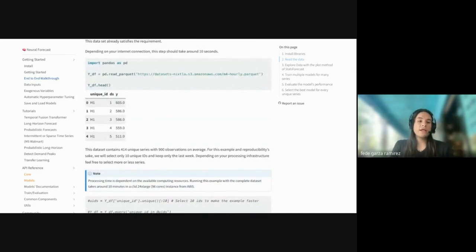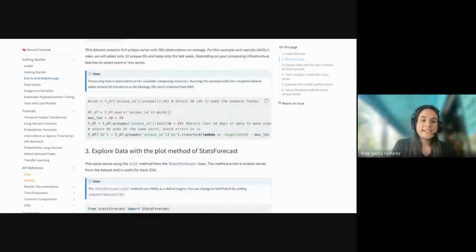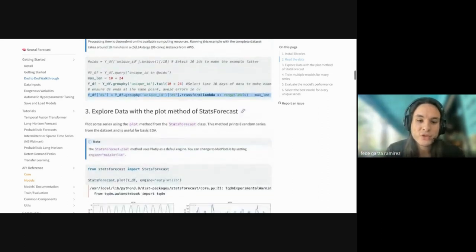In this case, we will be fitting a single model for a set of almost 400 unique time series. The technique we are using is a global technique, in the sense that you don't have to fit a particular model for each time series, but you can train just a single model for a lot of time series. In this case, we are using only the last days of the data to make the example faster. And in this line, basically, we are transforming the datestamp column in order for the time series to have the same endpoint. This is not really necessary, but just to be consistent across the tutorial.